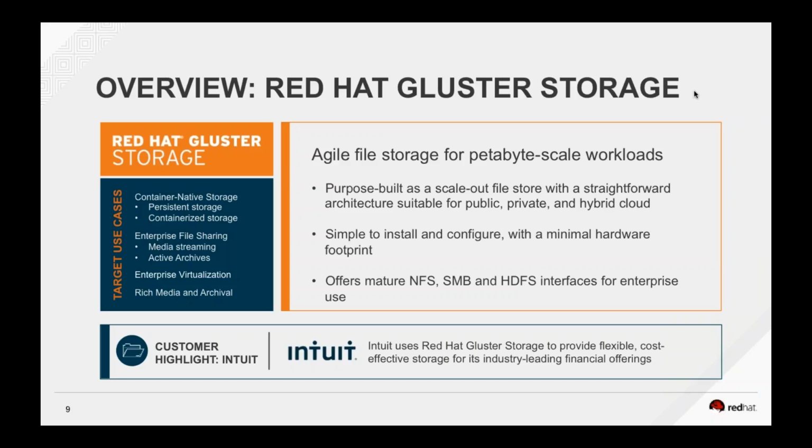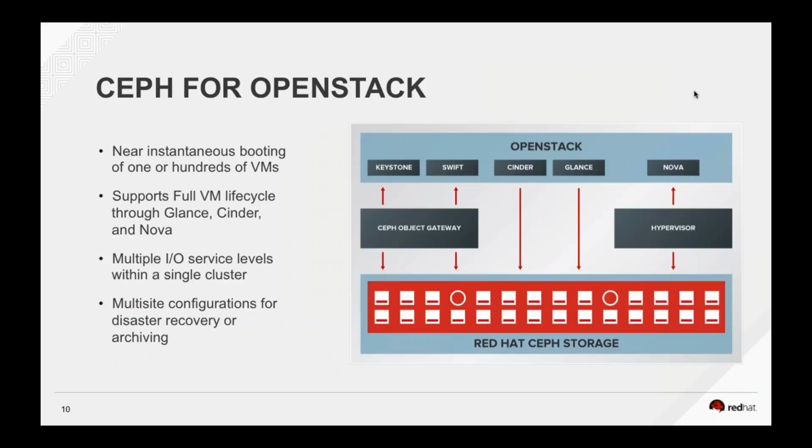An example to give here is that Intuit uses Red Hat Gluster for flexible, cost-effective storage for its financial offerings. So that is a finance-based reference for you. And again, this is Gluster I'm talking about. So these are the two products I have. Now let's dwell a little deeper into the use cases. Ceph is predominantly for OpenStack, and Gluster is predominantly for OpenShift.